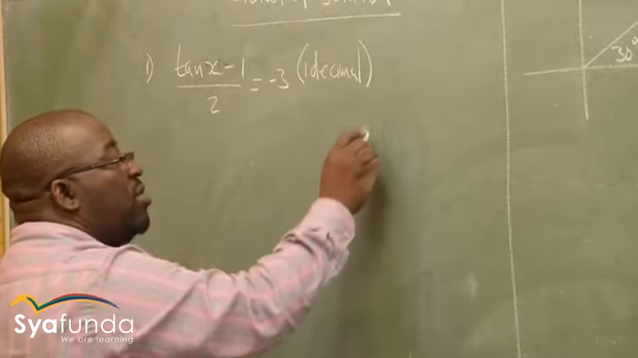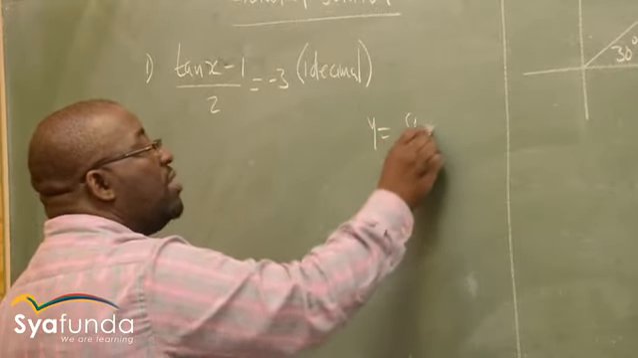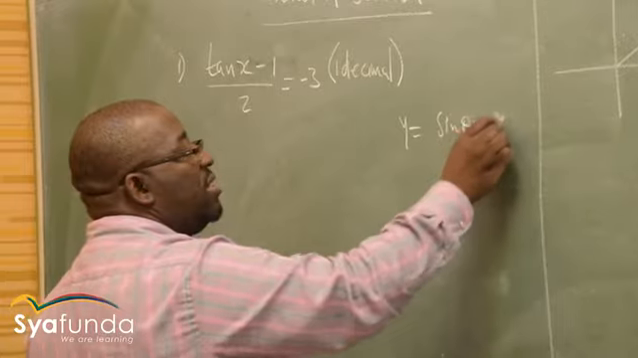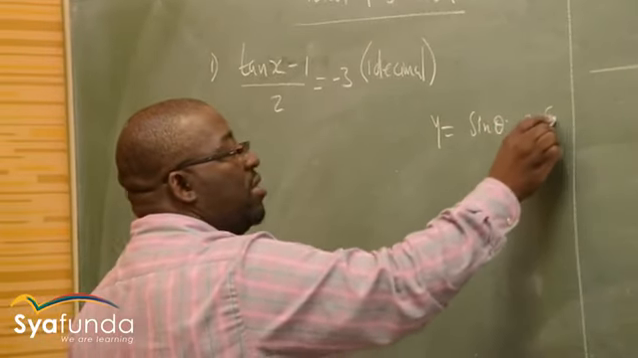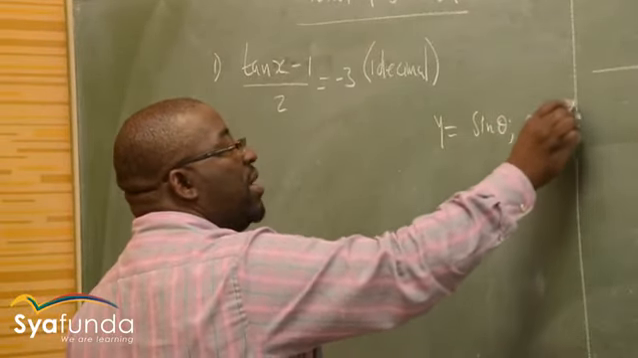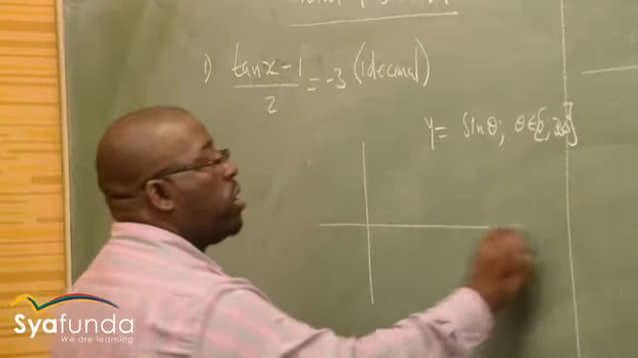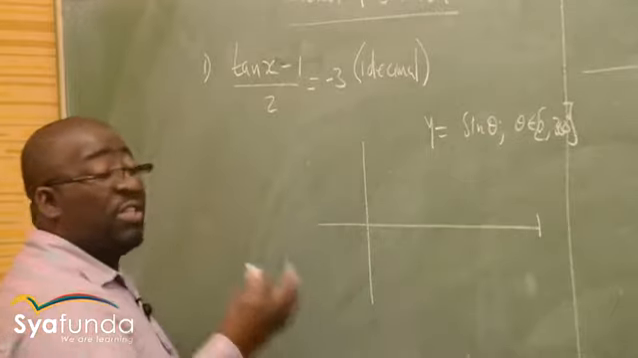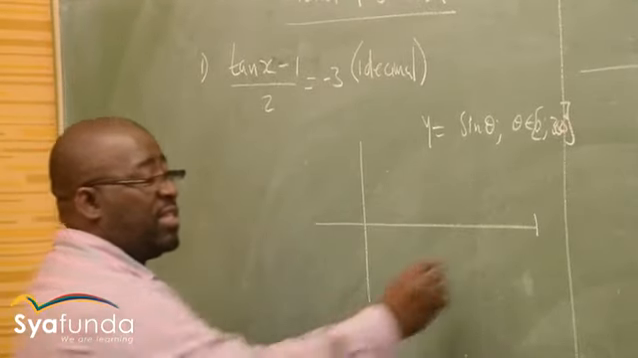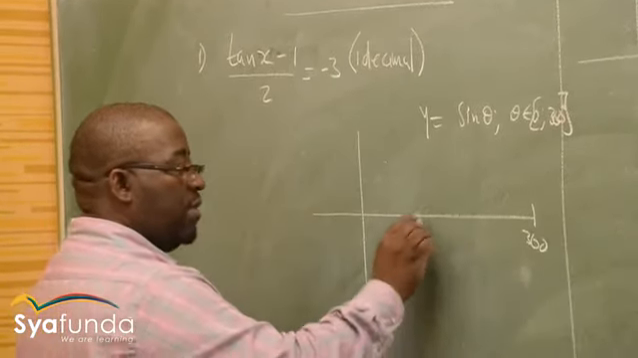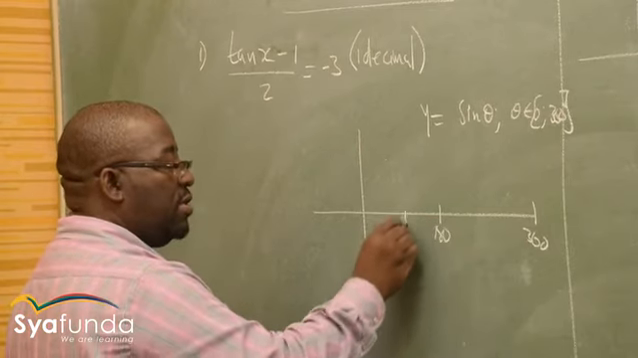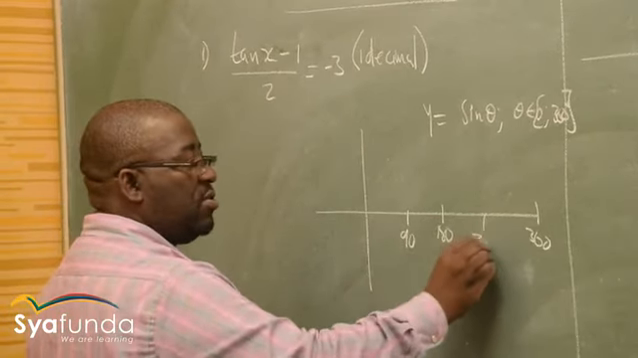For example, if we look at y is equal to sine theta, where theta is between 0 and 360. Let me just make an example of this graph. If I'm sketching this graph, remember this is what I will do. What is generally the period of a sine graph? It is 360. This is 180. This is 90. This is 270, your quadrants.